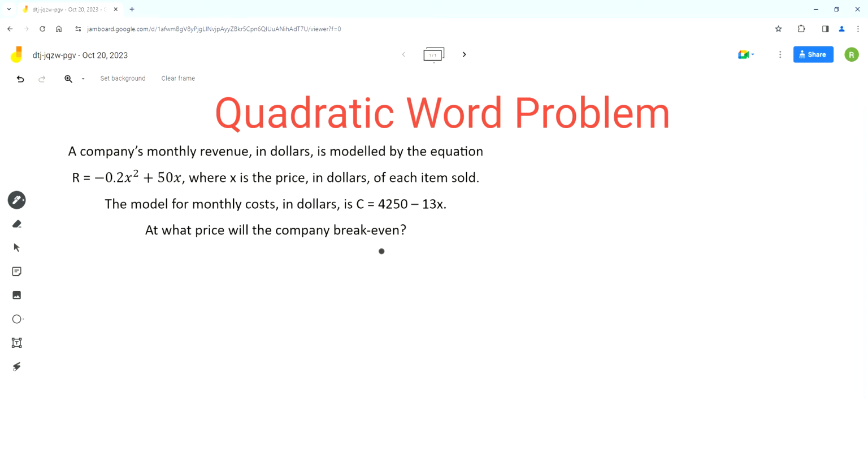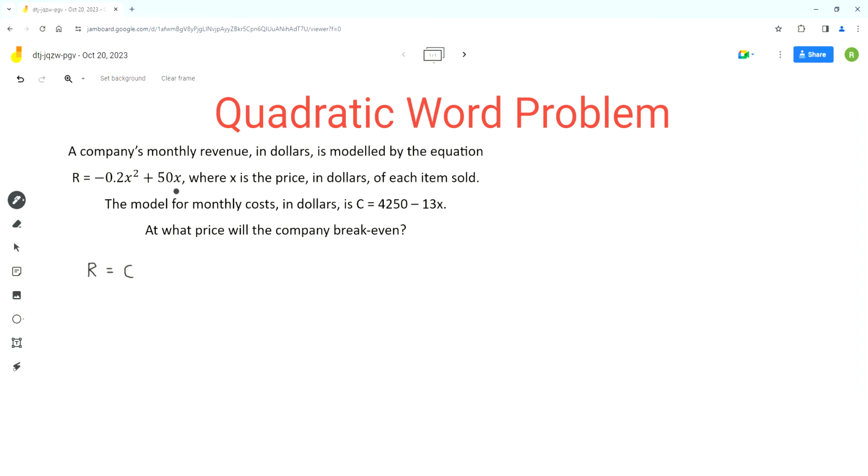So the first thing we need to understand in this problem is the concept of break even. Break even happens when a company's revenues are equal to their costs. So that means they don't make any profit. So the profit of the company at break even is equal to zero because its revenues are equal to its costs. So our first step is that R is equal to C, because at break even the revenue is equal to cost.